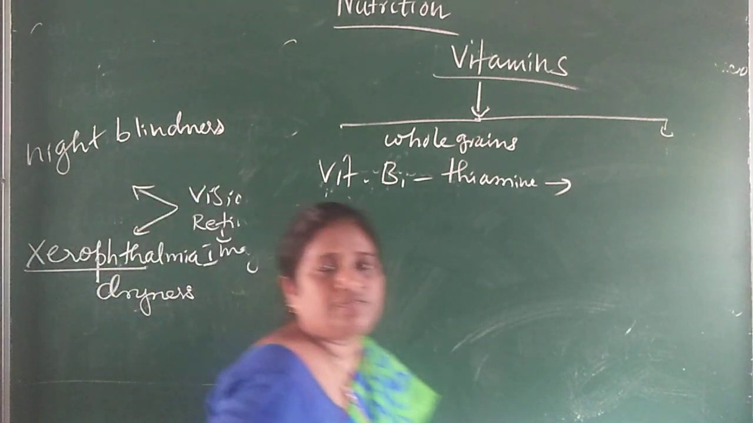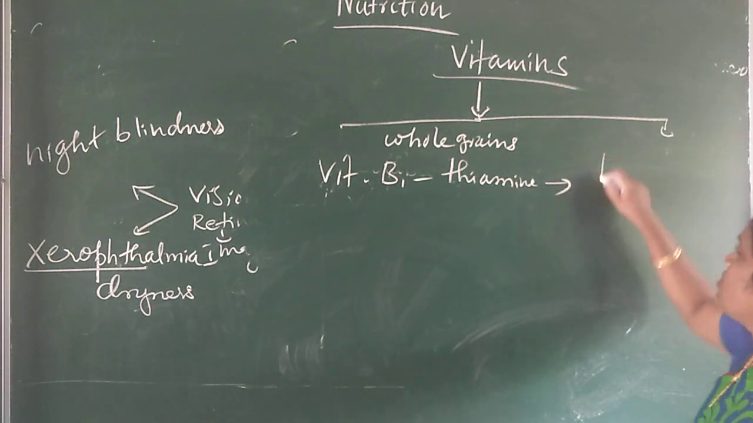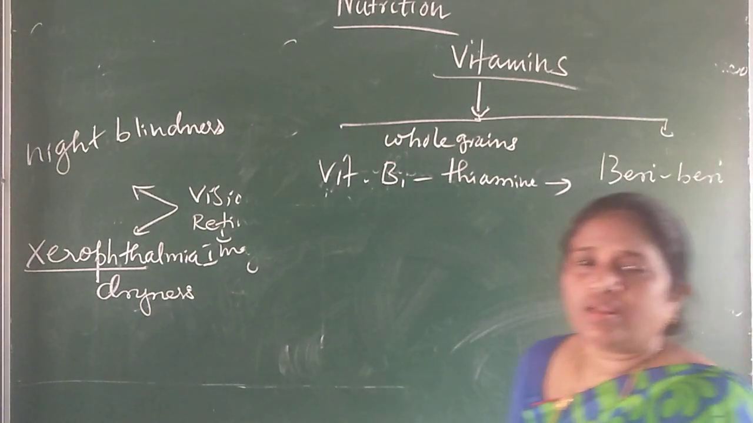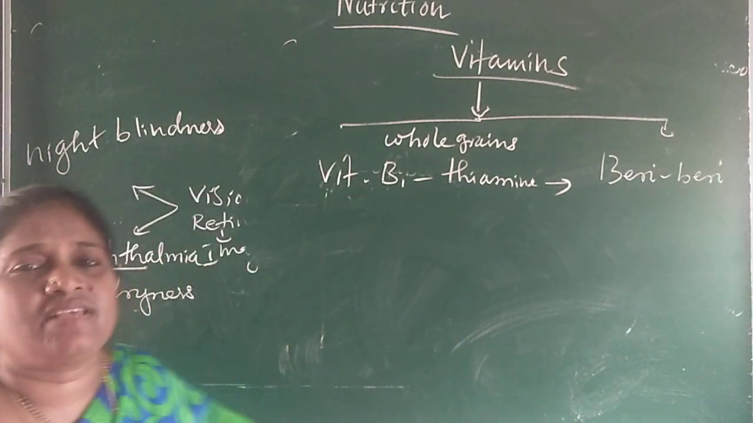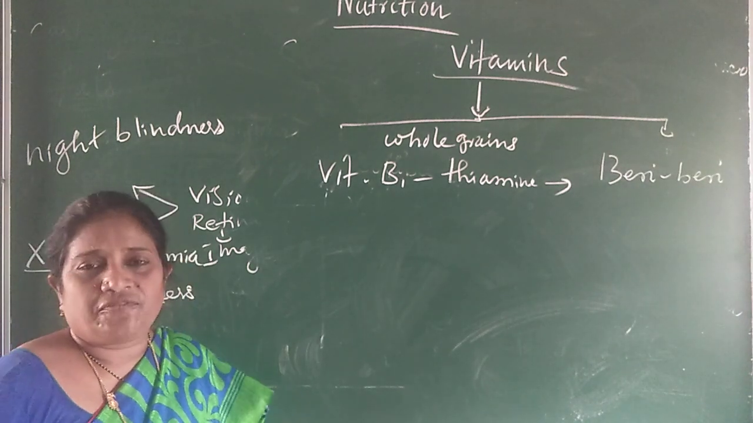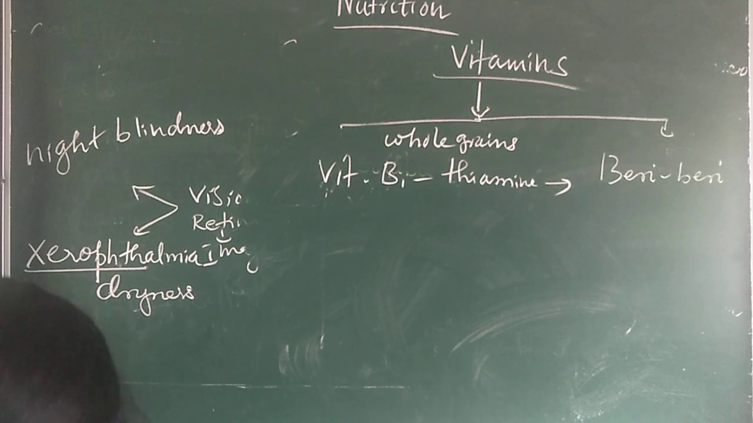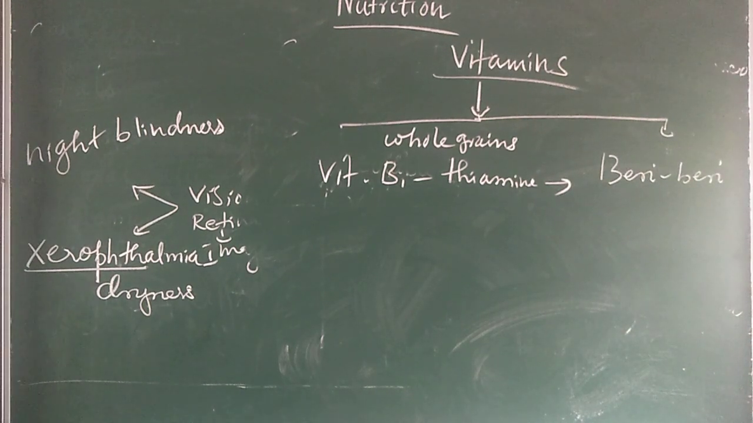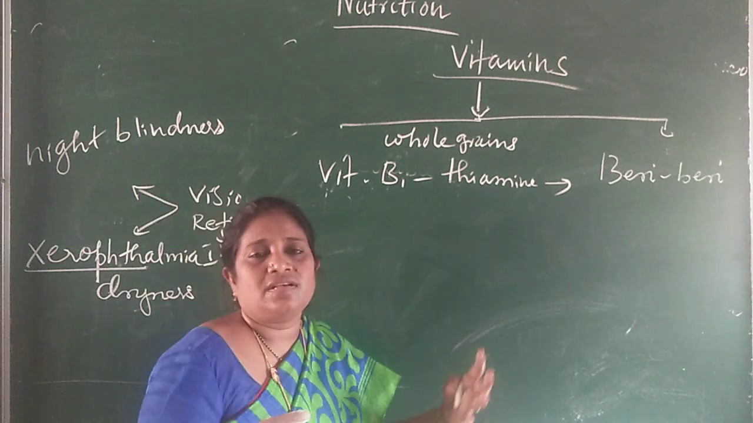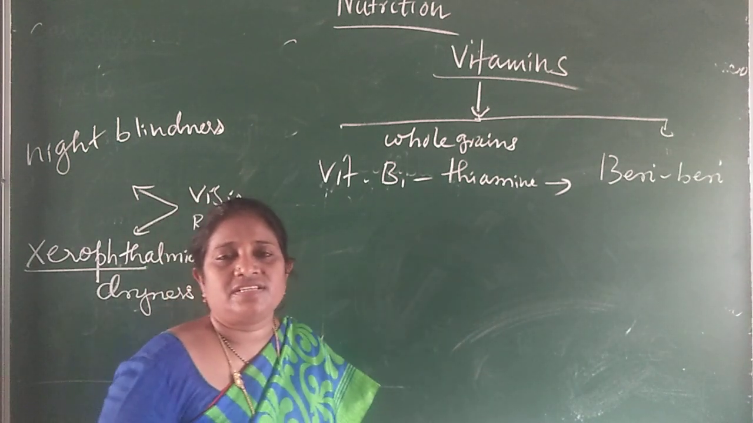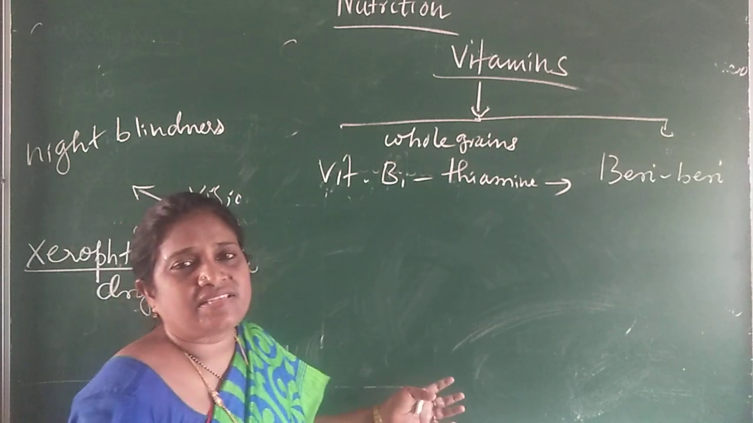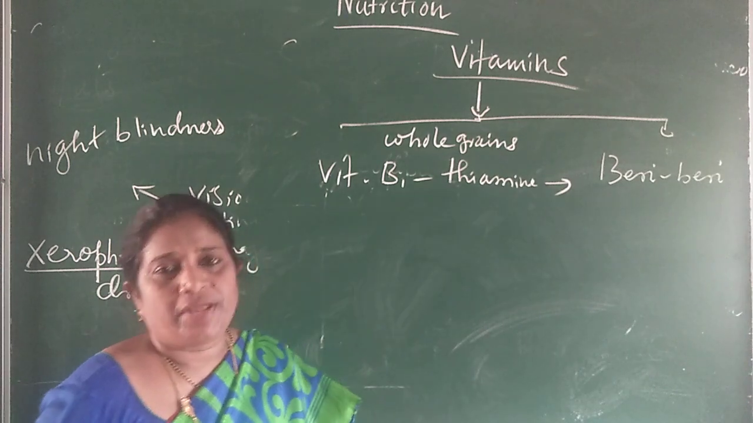Now what happens if the diet is lacking this vitamin? It causes a disease called beriberi, with inflammation and a burning sensation. The person doesn't feel like eating. In beriberi, the person loses nervous activity, has poor musculature, and inflammatory senses. All these are seen in beriberi.